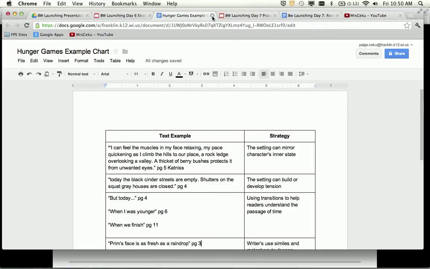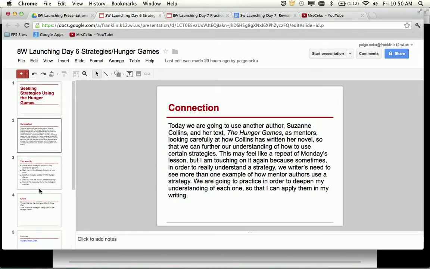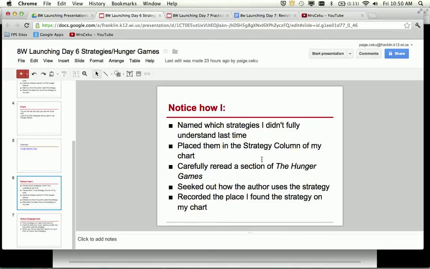All right, let's go back. And we are down here. All right, so again, notice I named the strategy. I picked one that I wasn't real familiar with. If you are already good at adding adjectives to make a more detailed setting, then you're not going to use that one. Pick one that you're kind of struggling with and try to find an example of it. I placed them in the strategy column of my chart. I carefully reread a section of the Hunger Games. I sought out how the author used the strategy, and then I recorded the place I found the strategy on my chart.